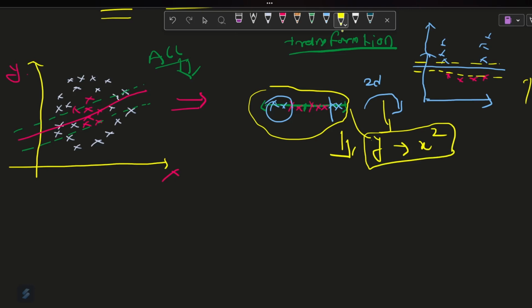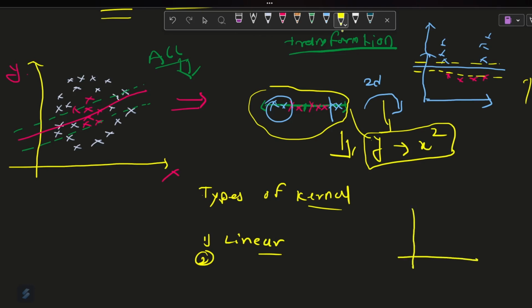So in SVM there are some kernels. Let's understand some types of kernel. One is linear. You learned about linear regression. So when your data is split something like this, in that particular case you simply use the linear kernel, right?